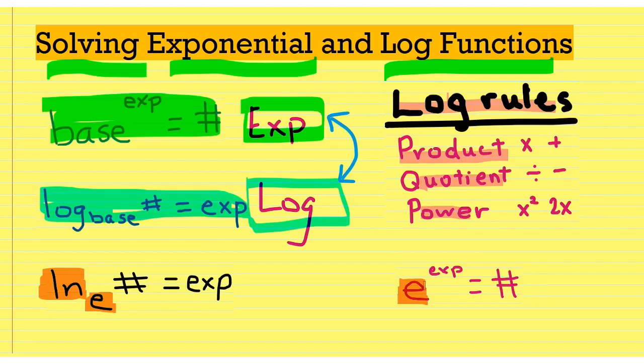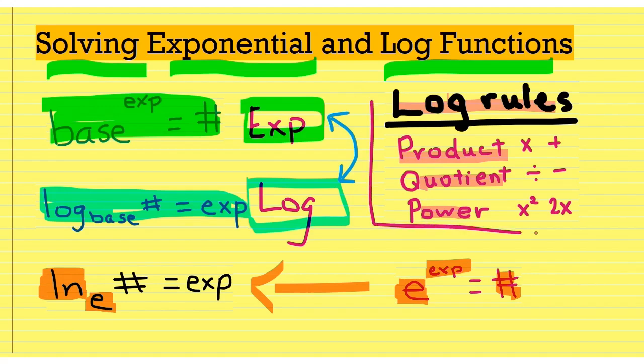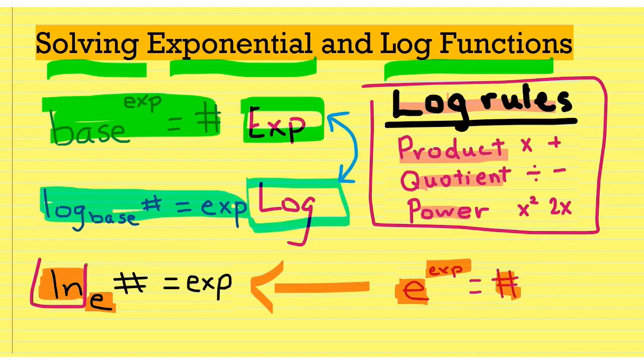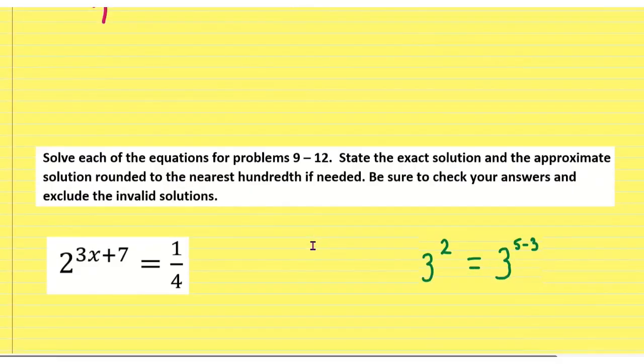If it's the number e raised to an exponent equal to some expression, it can be toggled back to this version. The same rules that apply to all of these log rules also apply to the natural log. The only difference is that the base is always going to be the naturally occurring number e. Okay, let's scroll down and see what we've got going on down here.